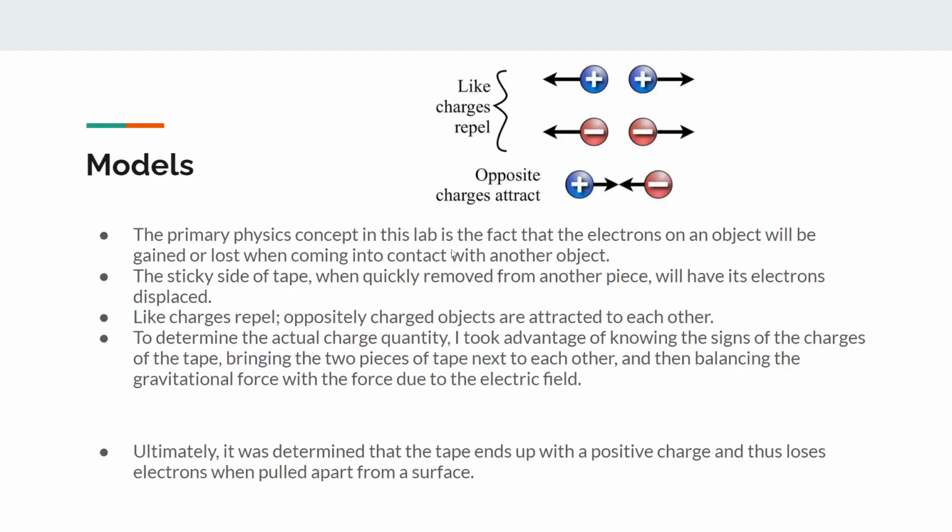The models we used in this experiment were the fact that electrons on an object will be gained or lost when coming into contact with another object. The sticky side of tape, when quickly removed from another piece, will have its electrons displaced in some form. Like charges repel each other, and oppositely charged objects are attracted to each other.